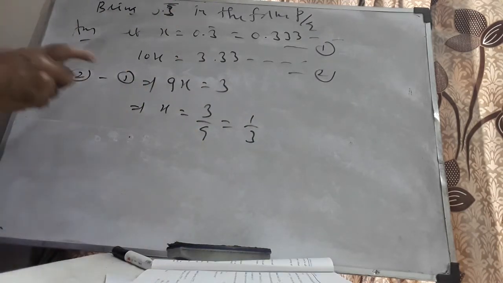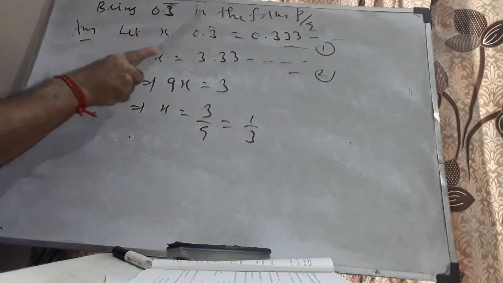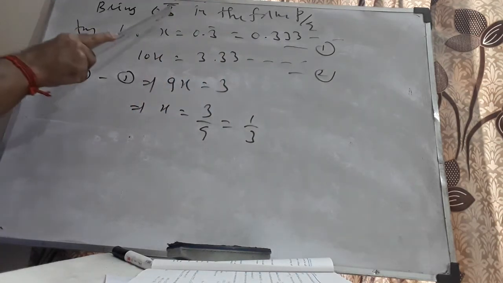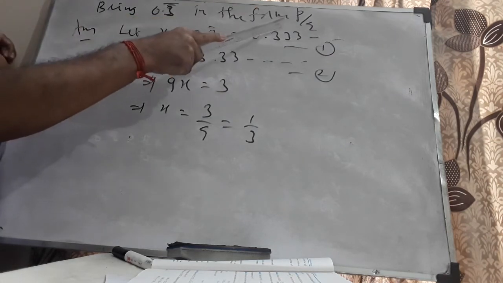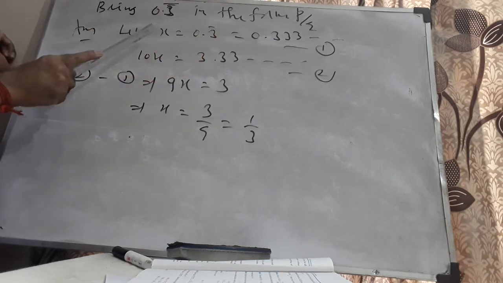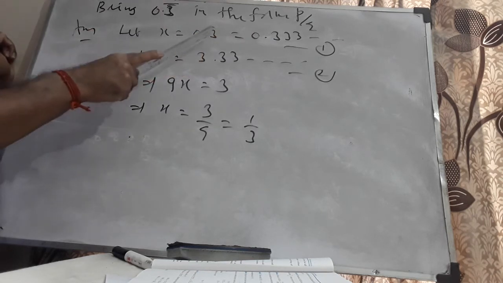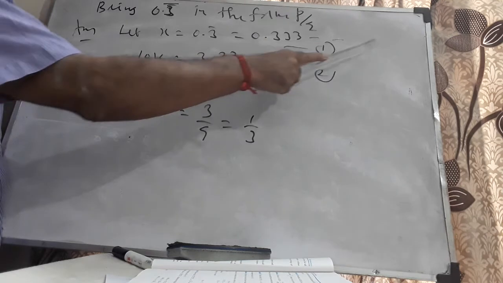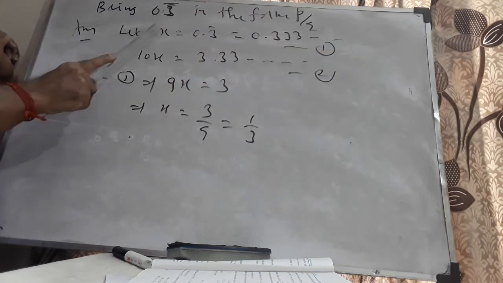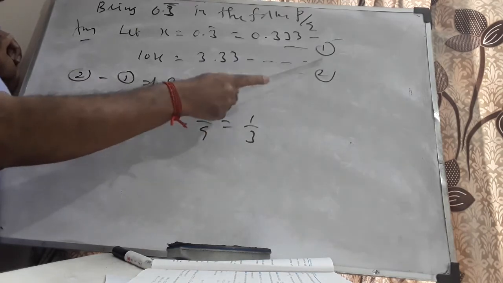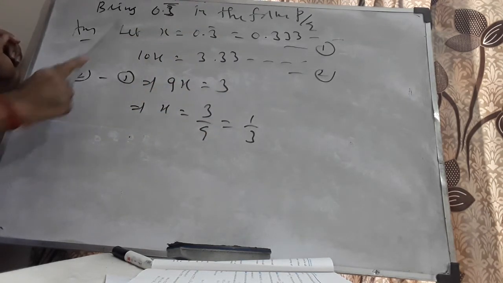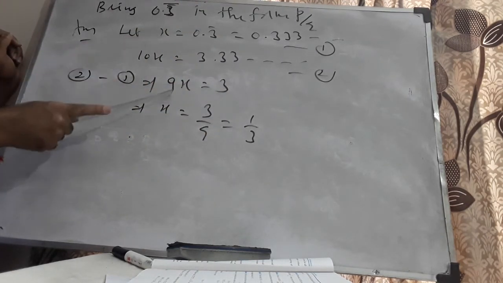I repeat once again, bring 0.3 bar in the form p by q. Any number having infinite recurring decimal is called a rational number. I can bring it to the form p by q. Therefore, I will take x as 0.3 bar, that is 0.333, goes up to infinity. Multiply 10 with this, I will get 3.333, etc. Name them as 1 and 2. Subtract 1 from 2. 10x minus x is 9x.